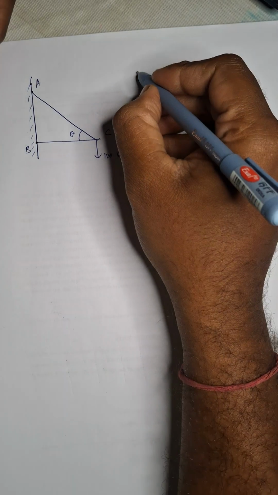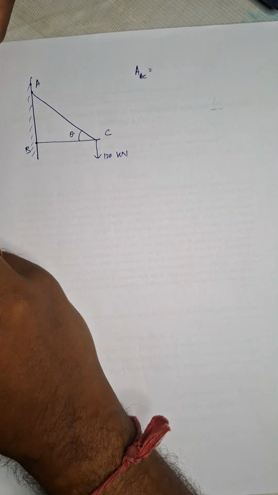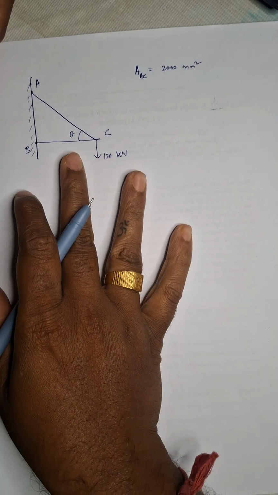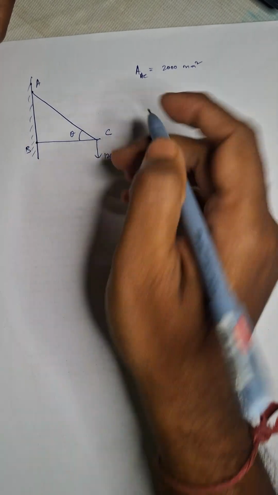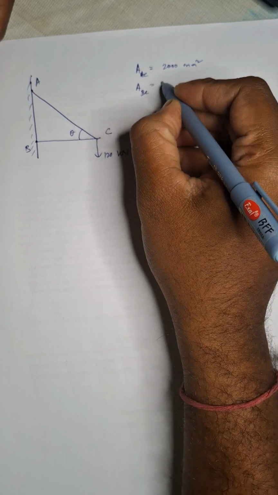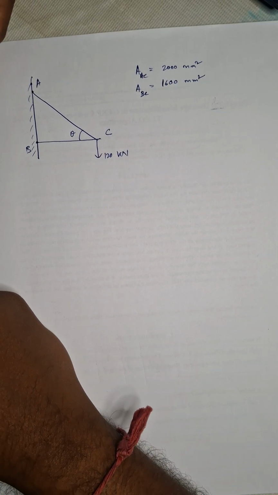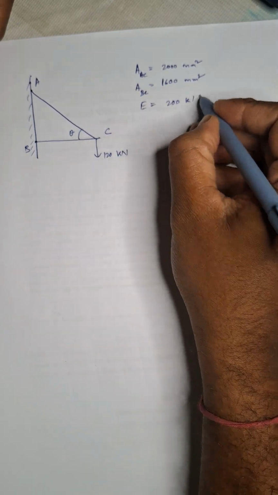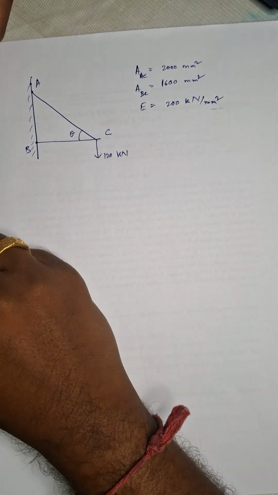In the question it is asking us to find the vertical and horizontal deflections of the joint C of the truss shown in the figure. The area of the inclined tie, AC, is given as 2000 mm square, and the area of the horizontal member BC is given as 1600 mm square. The modulus of elasticity E is 200 kilonewton per mm square. So E is constant for both the members.